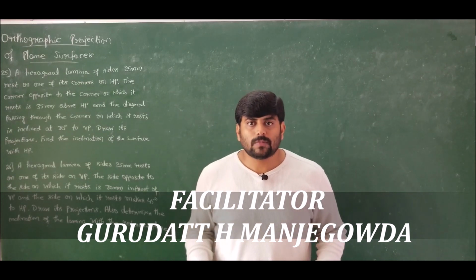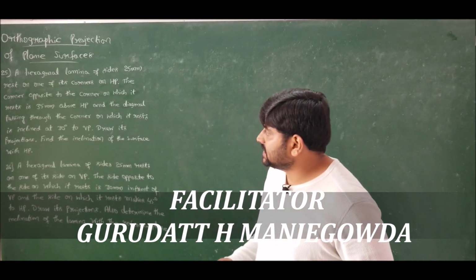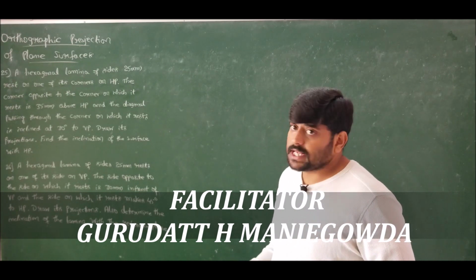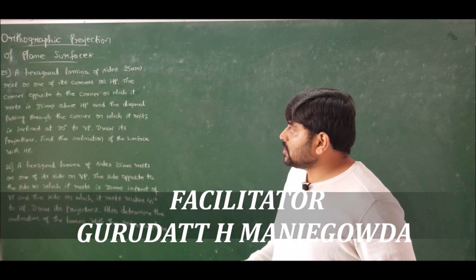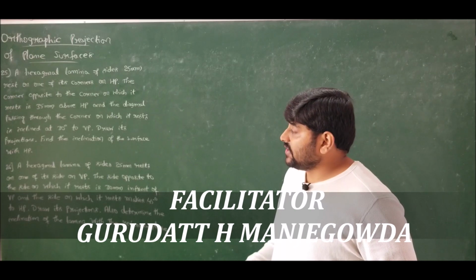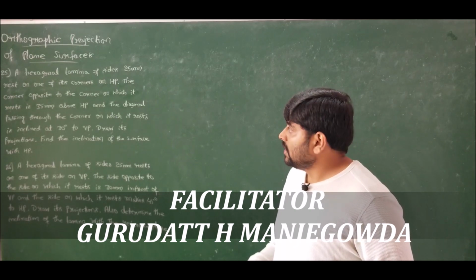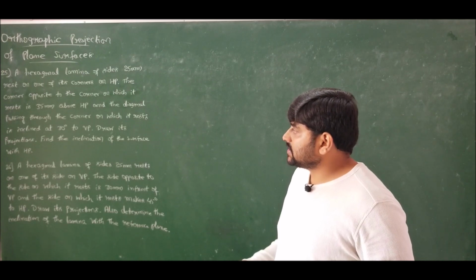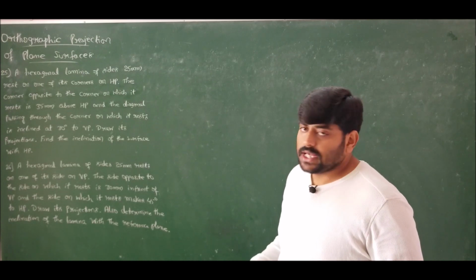Moving ahead, problem number 25 of our discussion states that a hexagonal lamina of sides 25 mm rests on one of its corners on HP. The corner opposite to the corner on which it rests is 35 mm above HP. And the diagonal passing through the corner on which it rests is inclined at 30 degrees to VP. Draw its projection. Find the inclination of the surface with HP.